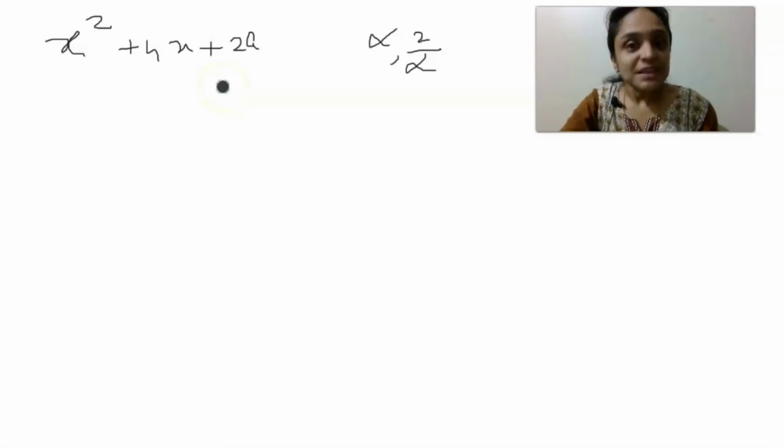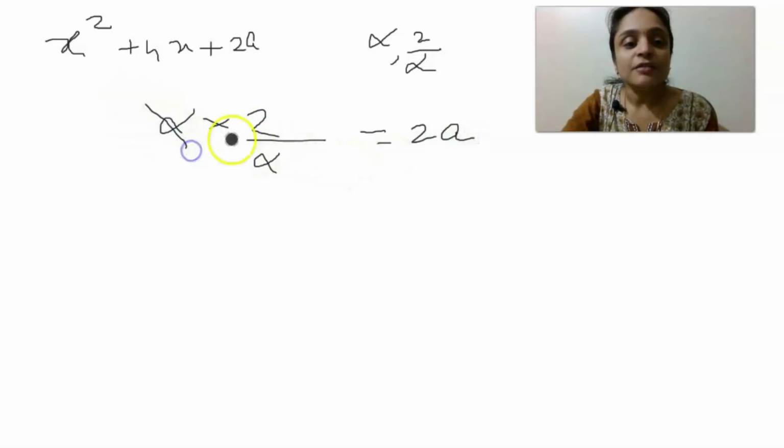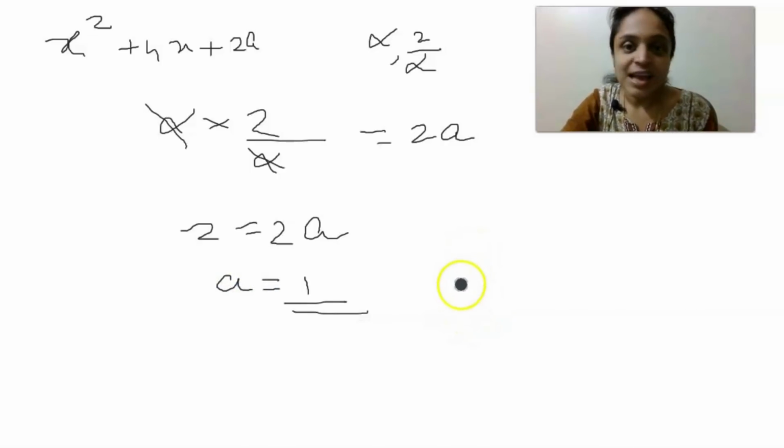First question is, if the zeros of the polynomial x square plus 4x plus 2a are alpha and 2 by alpha, then find the value of a. Here we know that product of zeros equal to c by a, that is constant term by coefficient of x square. So what is the product of zeros? Alpha into 2 by alpha equal to 2a. So alpha and alpha get cancelled, which means 2 equal to 2a. So what is a? a equal to 2 by 2. That is a equal to 1. So we got the value of a as 1 here.